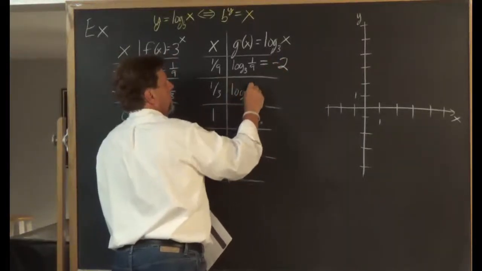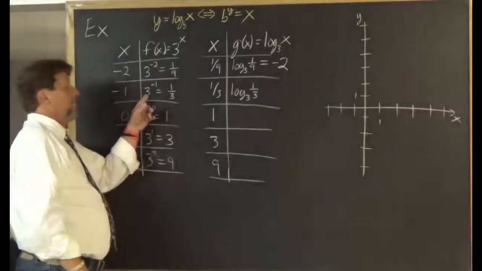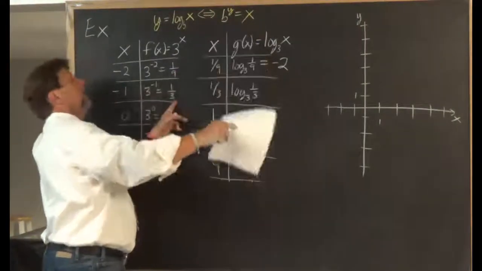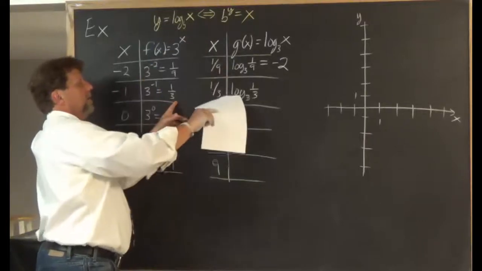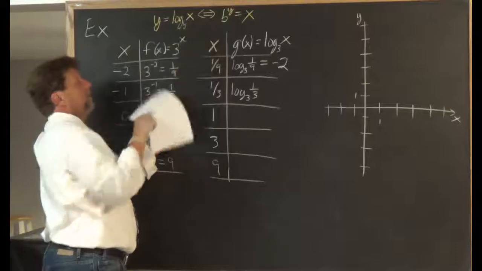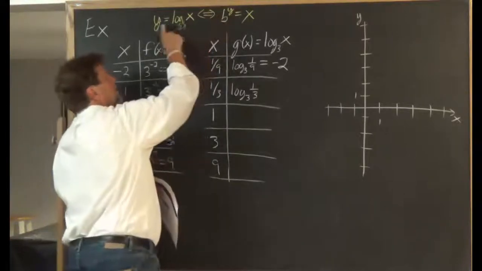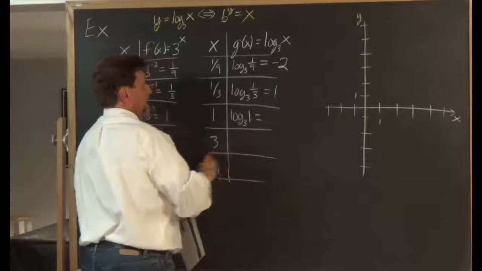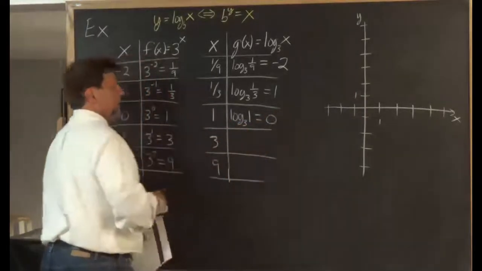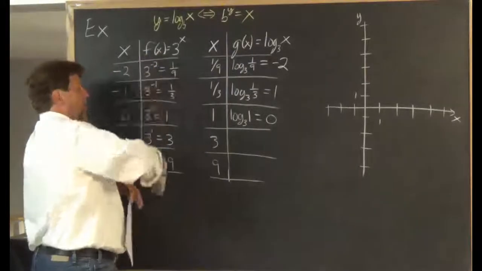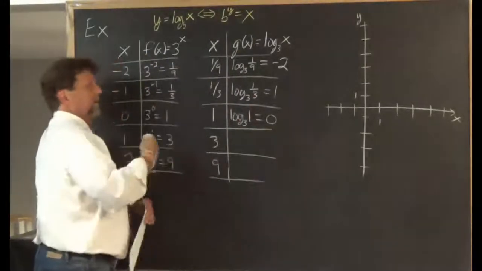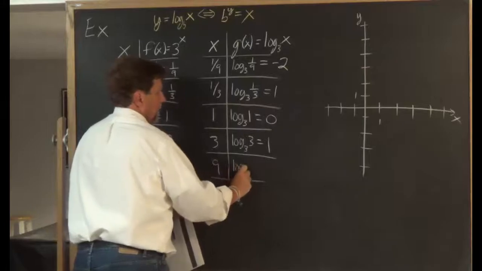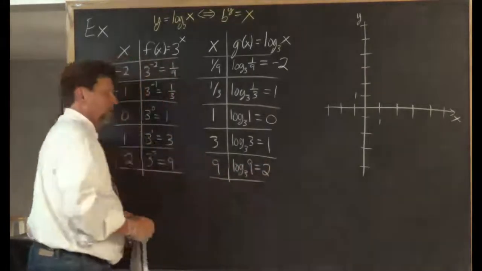Log base 3 of 1/3. Because 3 to the -1 is 1/3, that's the exponential part. The logarithmic part is log base 3 of 1/3 equals the exponent, -1. Here, log base 3 of 1. Well, log base 3 of 1 is 0. I'm just using this again. I have all the information I need here to fill this in. Log base 3 of 3 is 1, and log base 3 of 9 is 2.